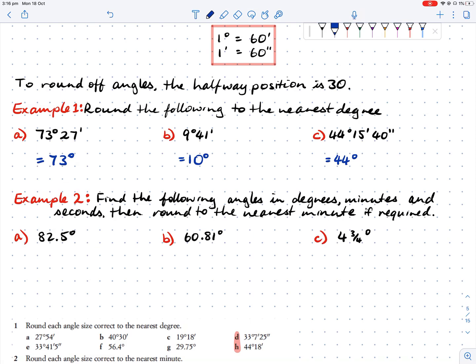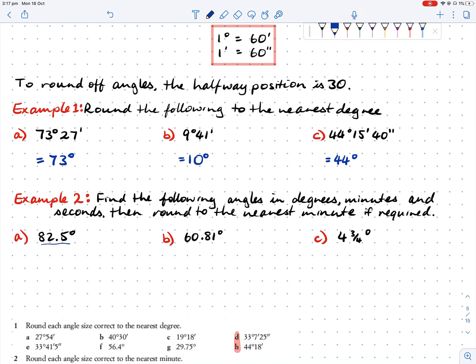What we also want to be able to do is to convert angles from degrees, minutes, and seconds into decimals, or back and forth. So when we're looking at decimals, we want to be able to change them into degrees, minutes, and seconds so we can do our rounding off, or sometimes we want to go back to a decimal as well.